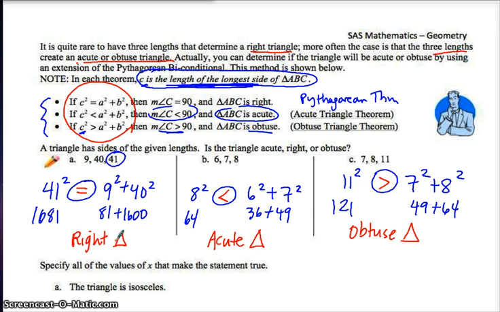Okay, if you followed these three rules up here, or three theorems, you would see that the first triangle should have been a right triangle. The second triangle is an acute triangle, and the third triangle is an obtuse triangle. What did I do? I always took the largest of the three numbers, and I squared it, and I compared it to the sum of the other two numbers squared. If it's less than, it's an acute triangle. If it's greater than, it's an obtuse triangle. If it's equal to, it's a right triangle.